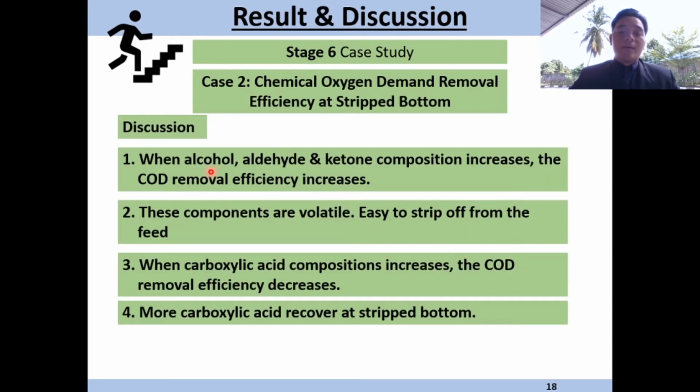What does this mean actually? When the alcohol, aldehyde, and ketone composition increases, the COD removal efficiency increases, because these components are volatile, so it's easy to strip them off from the feed. But it doesn't happen to the carboxylic acid. As it increases, the COD removal efficiency decreases because more carboxylic acid is recovered at the strip bottom.